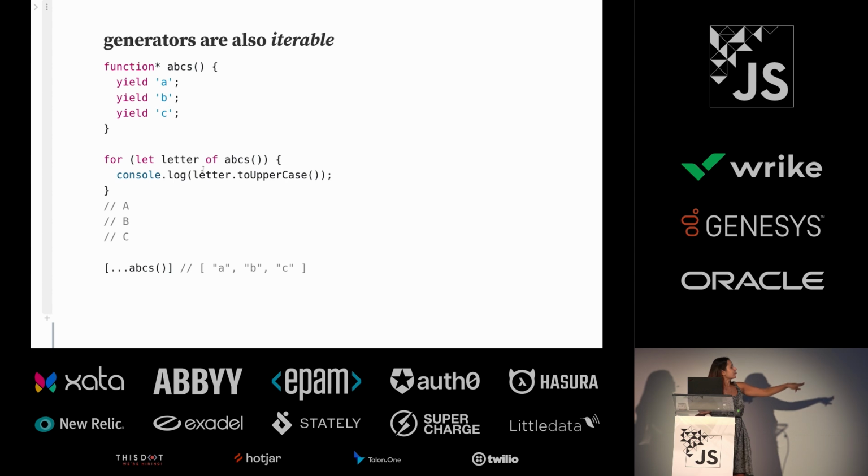So here, if I instantiate my ABCs, I call that function to get my generator object, I can use that in a for-of loop to get out each letter. So in this case, I'm getting each letter, making it uppercase, and logging it out. And I can use them anywhere that iterable objects can be used, including our handy-dandy spread operator. So I can spread the generator object into an array and get an array with all of the values that are yielded out. Cool? So you might be like, why would I ever do that? I could just make an array with A and B and C in it. Why would I write a generator for that?